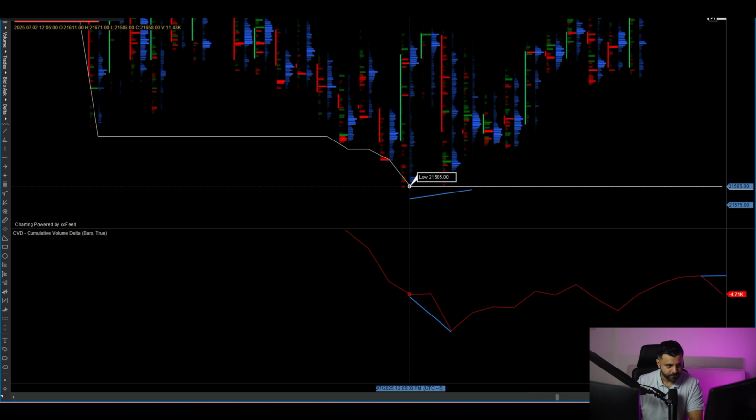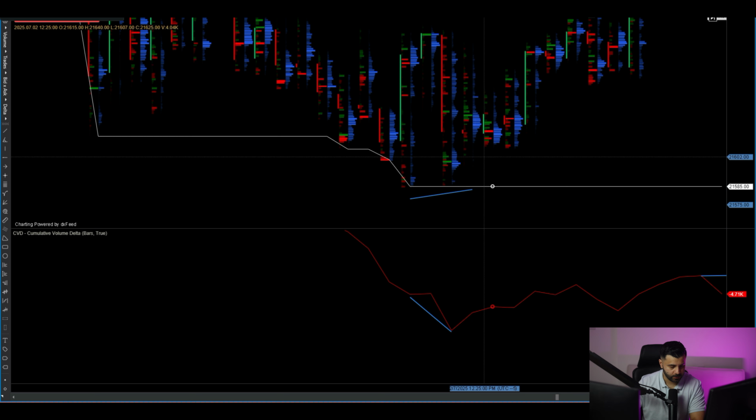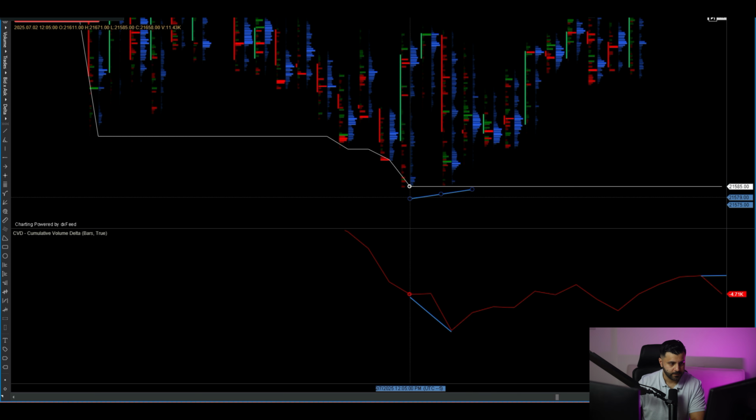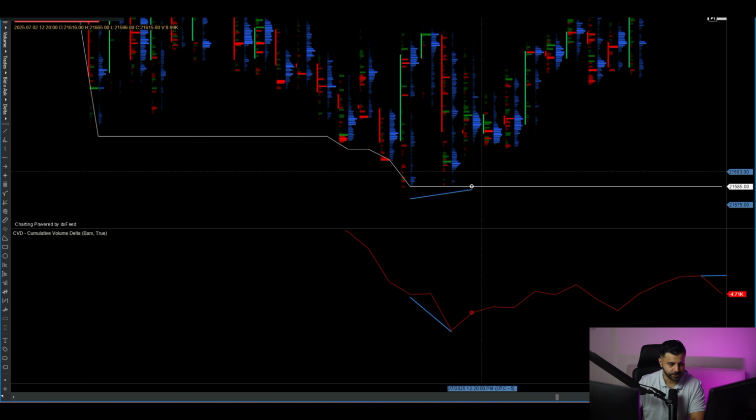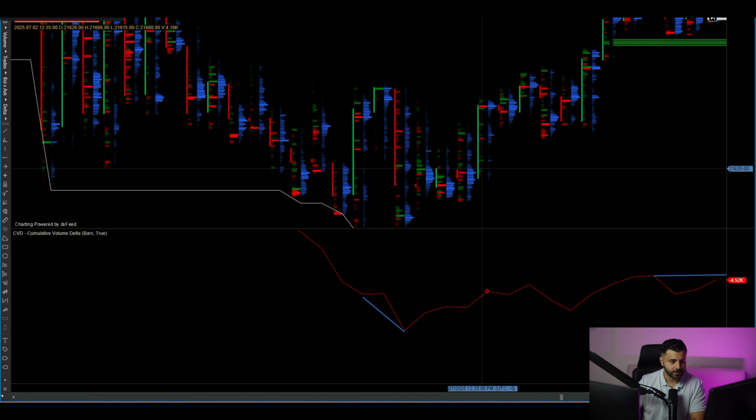All right, well, this is the price action that I'm talking about. As you can see, the price makes a higher low, the CVD makes a lower low. That for me was confirmation that there was absorption here at a key level, which was the point of control. Fantastic setup. We can take this market long.